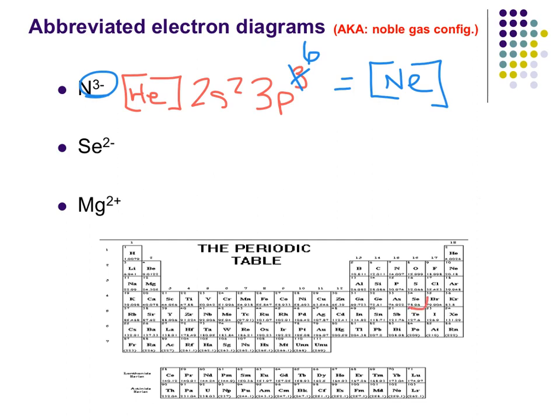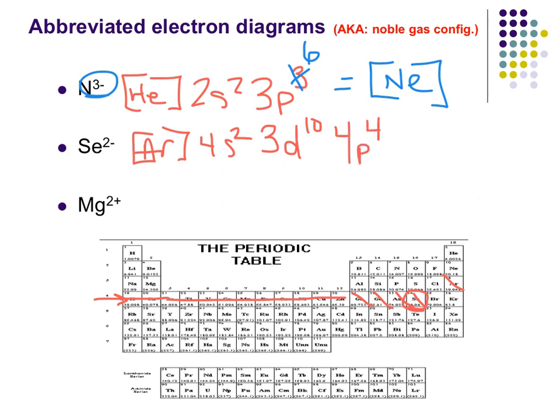Selenium is a little bit further down on the periodic table, down here in our 4th period. The noble gas before that is argon, so that's where I'm going to start, abbreviating argon, which means then I'm going to be able to start on this 4th period with 4s2. Remember what comes next with the d block? You've got to drop down to 3d10. And then we'll go across to the p block where you've only got 1, 2, 3, 4 blocks until you get to selenium. So this would be 4p4.